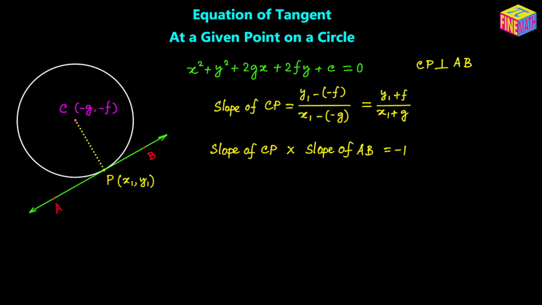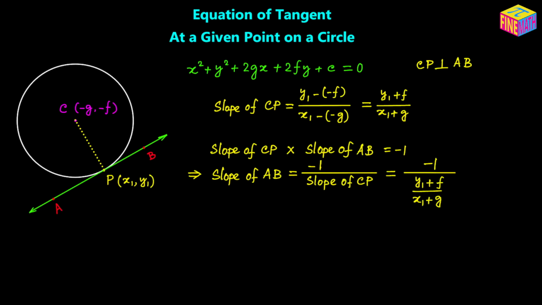And from here, what will be the slope of AB? Well, the slope of AB can be written as negative 1 over the slope of CP, and then let's plug in the value of the slope of CP. So it's going to look like negative 1 over (y1 plus f) over (x1 plus g). And if we simplify this, it's going to look like negative (x1 plus g) over (y1 plus f), and that is the slope of our tangent line.